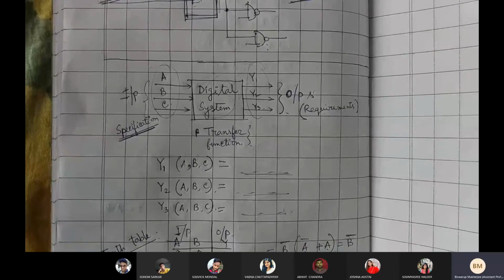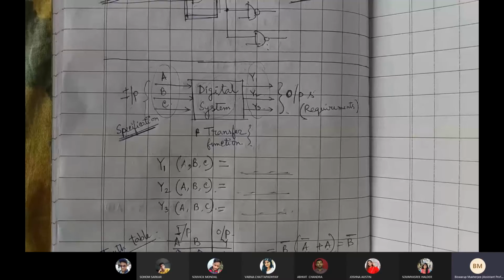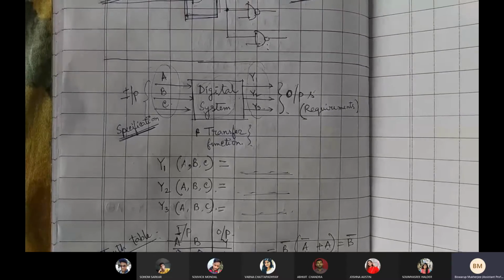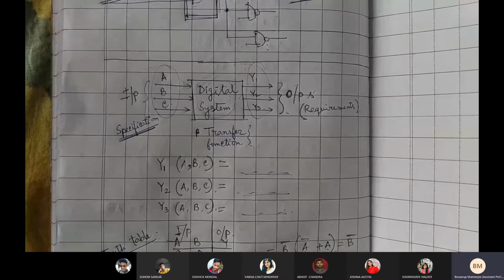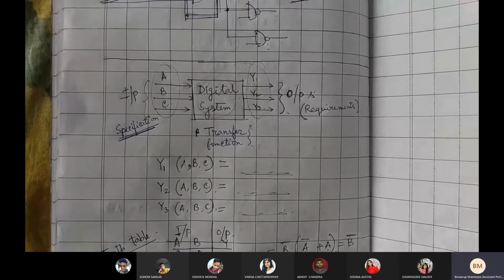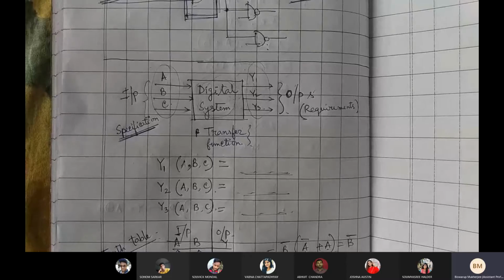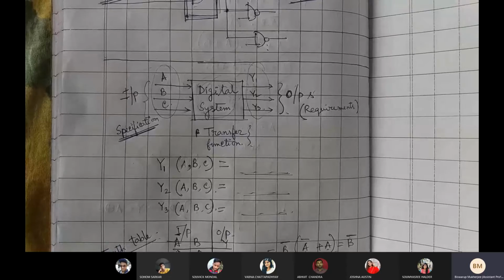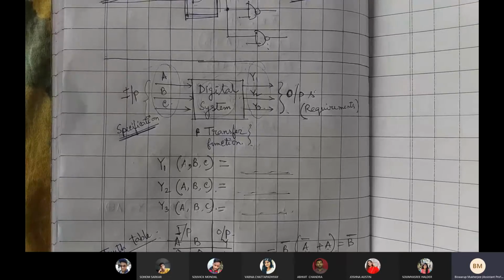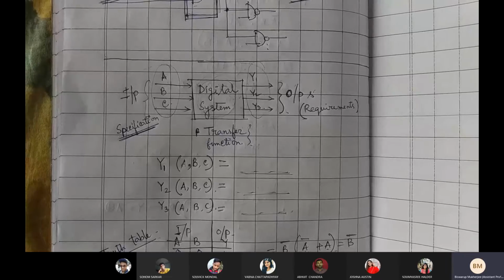Once I have got that minimized function, the rest of the job is to implement that Boolean function with the help of simple gates. Once it is done, you can buy those gates as ICs from the market, and you can simply connect those gates according to your circuit diagram. The circuit will work as your system.